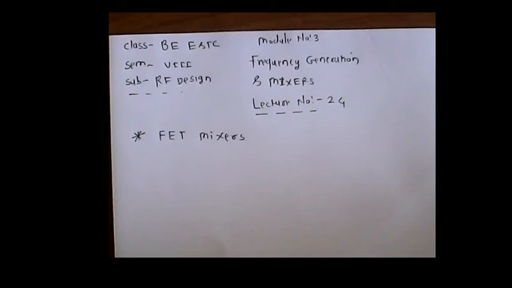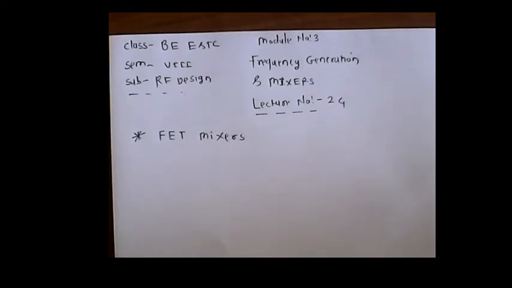In the previous lecture number 23, we discussed the single-ended diode mixer for the down converter, which produces the output frequency from the low pass filter, that is the intermediate frequency, in terms of the difference component of the two input frequencies. So in today's lecture we discuss the FET mixer.